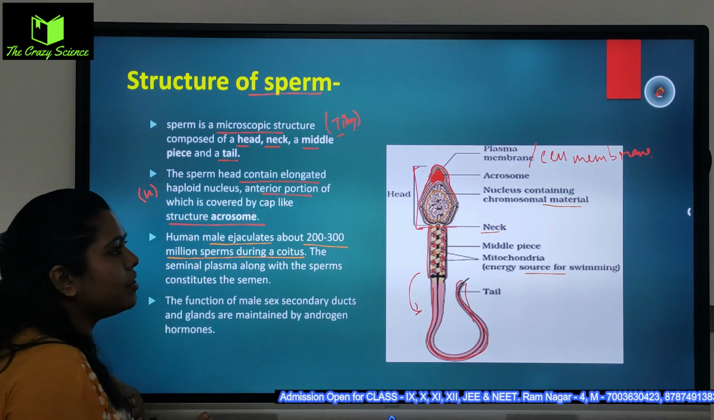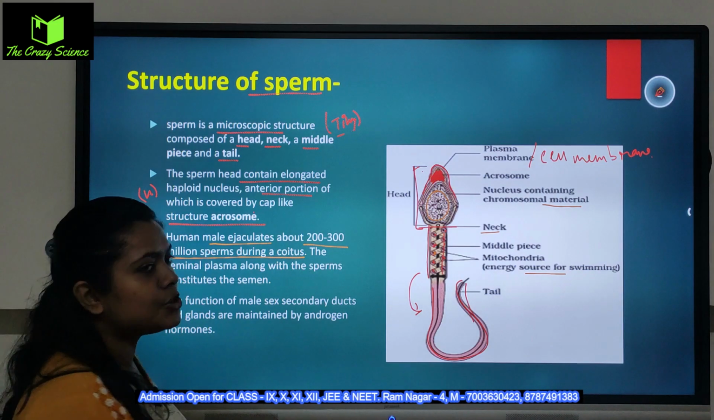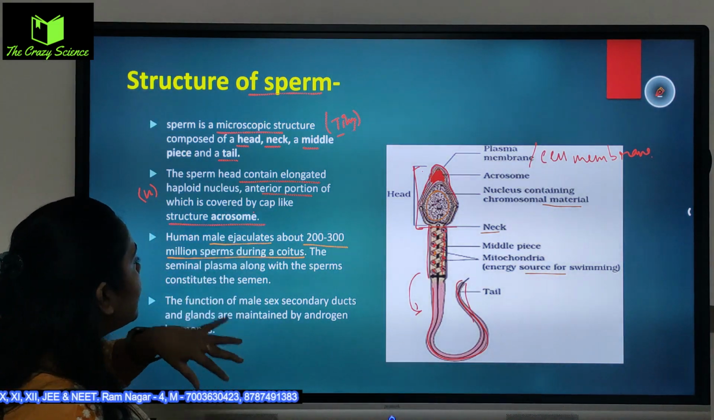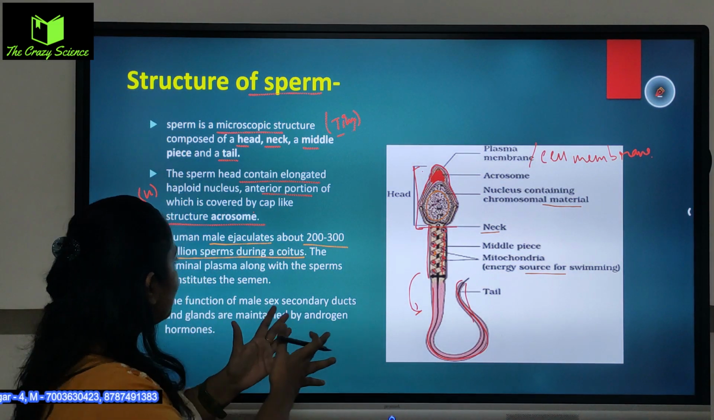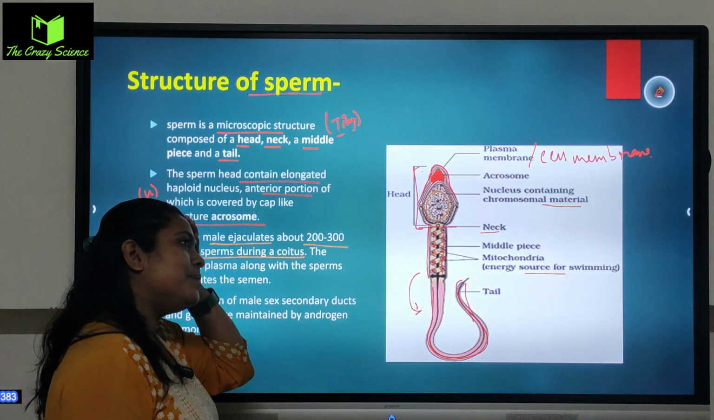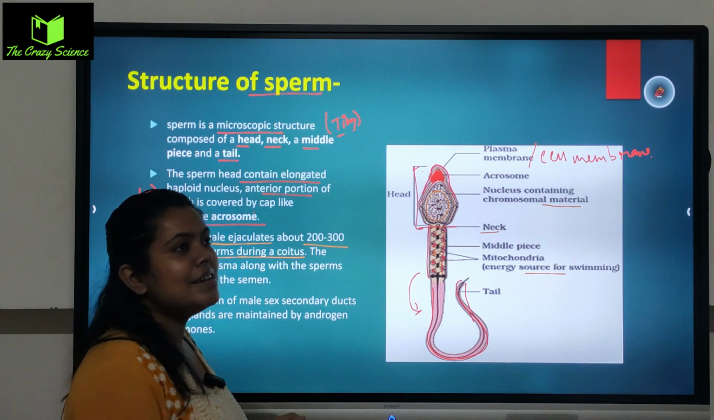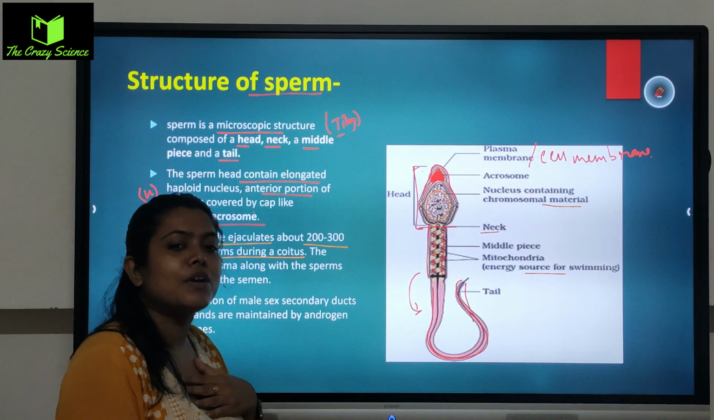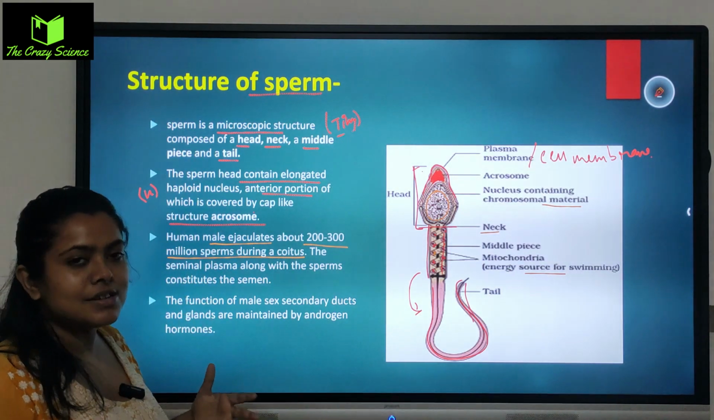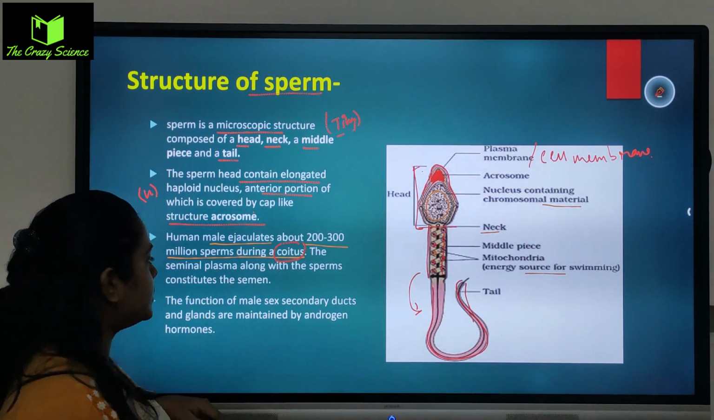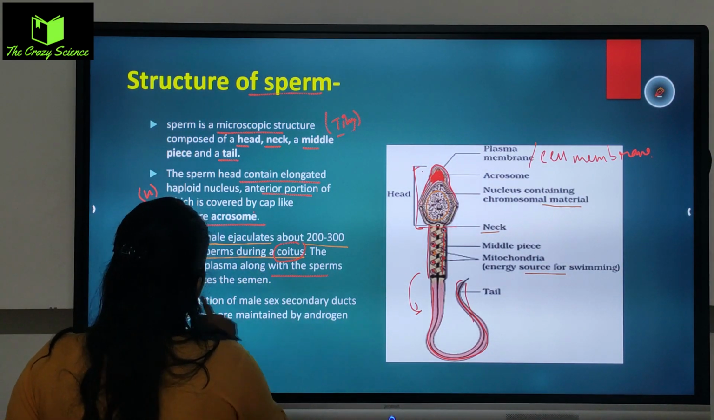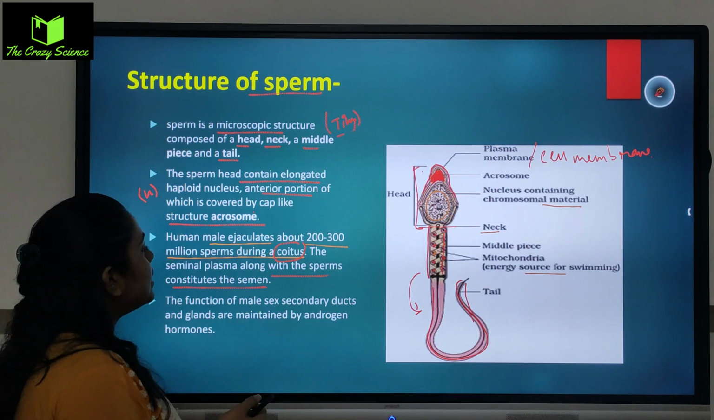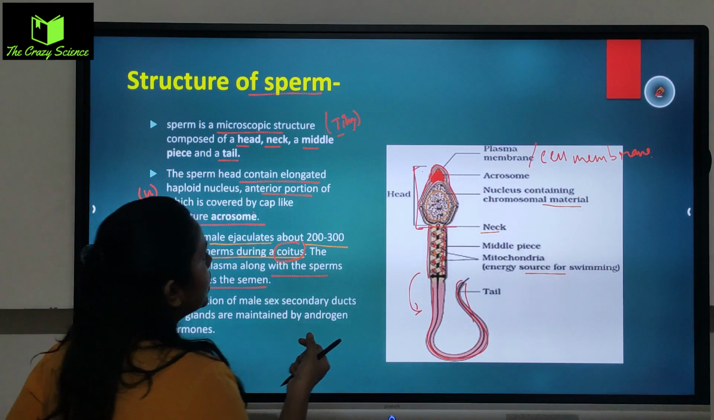During coitus, sexual intercourse, at that moment, as I said, they are tiny in structure and are formed by meiotic division. So 200 to 300 million, as you can already calculate, is a huge number. They ejaculate into the female reproductive body, in the female genitalia, during the coitus or sexual intercourse. The seminal plasma along with the sperm constitute the semen.